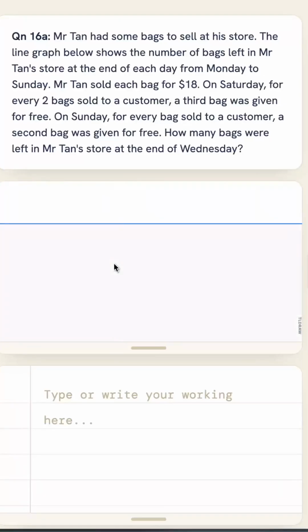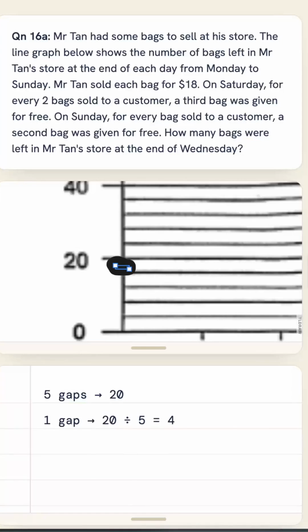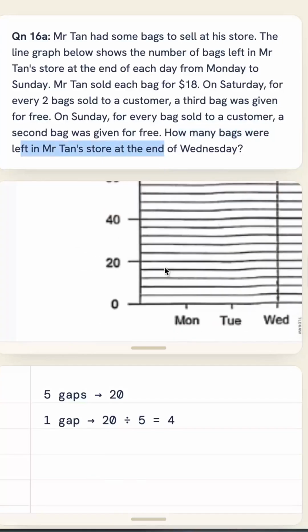So for this, we need to look at the number of gaps. In this case, we have 1, 2, 3, 4, and 5. 5 gaps equal to 20. 1 gap equals 20 divided by 5. This will be 4.